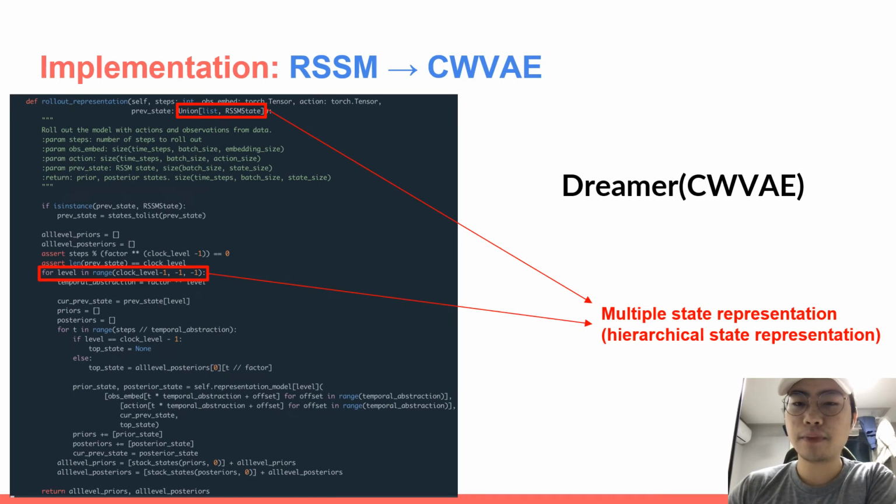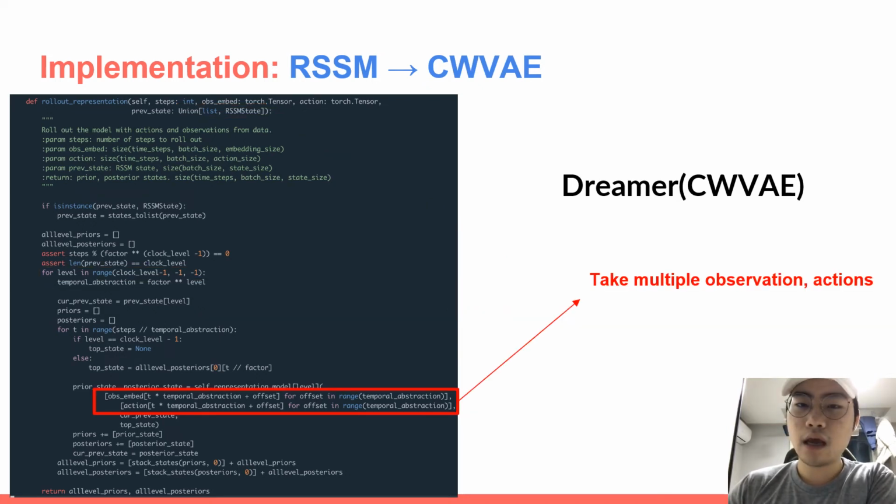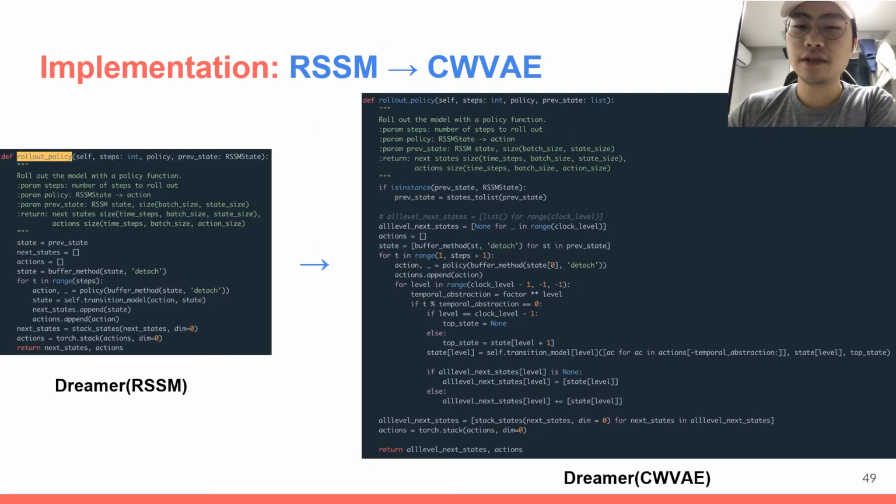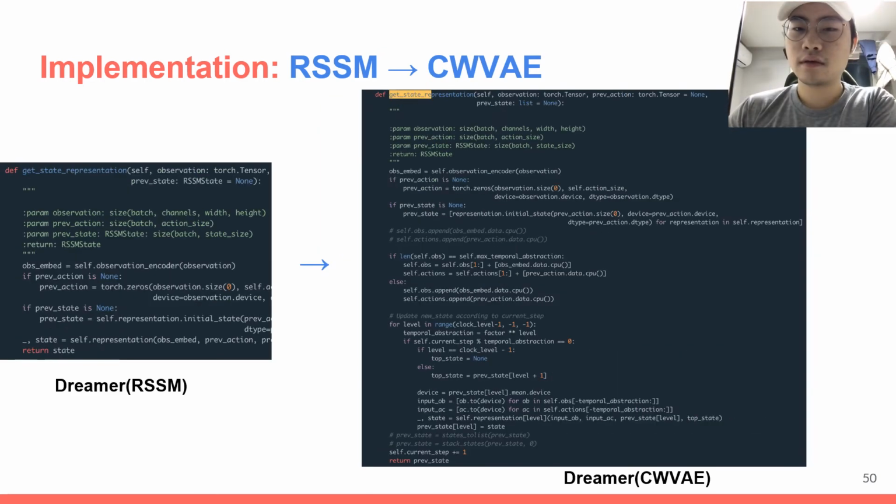To change this part into the CWVAE version, we change the code to take multiple state representations. And we should change the representation model to take multiple observations and multiple actions. The logic is similarly changed in the remaining lower policy and getState representation functions. These are the changes of the lower policy function, and these are the changes of the getState representation function.